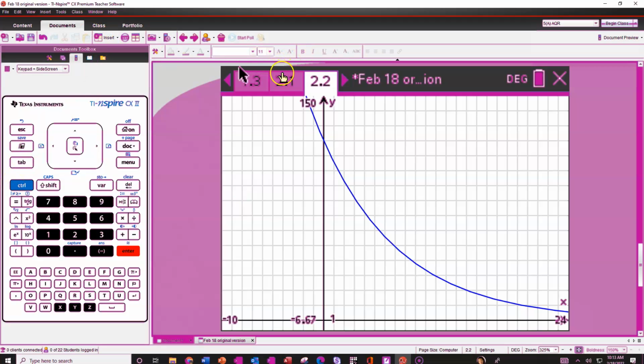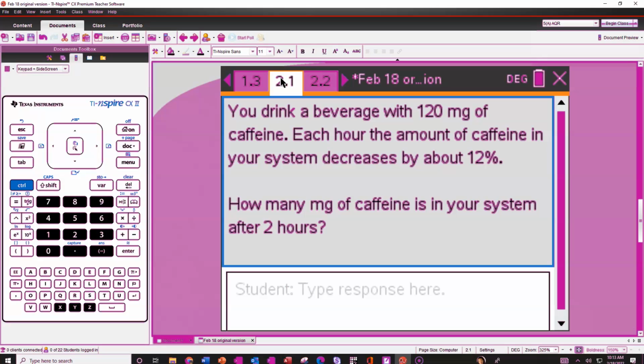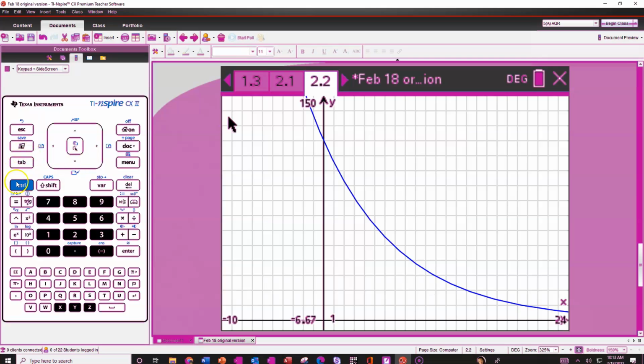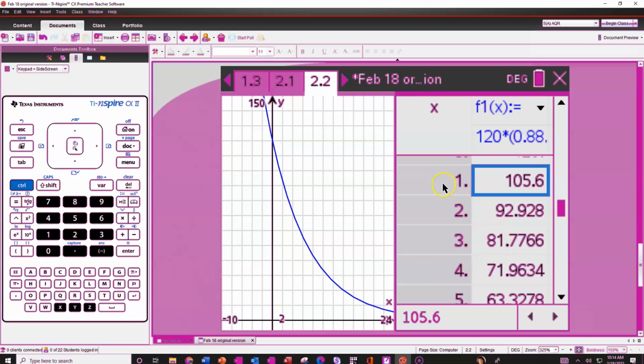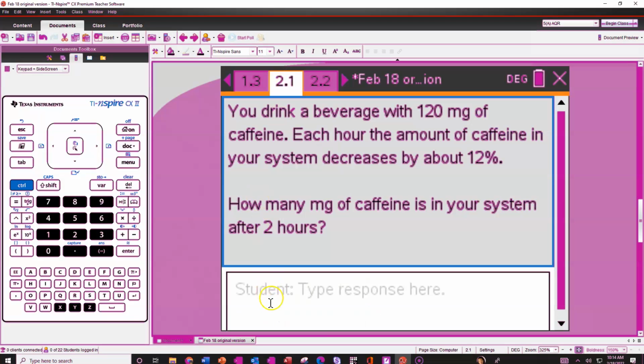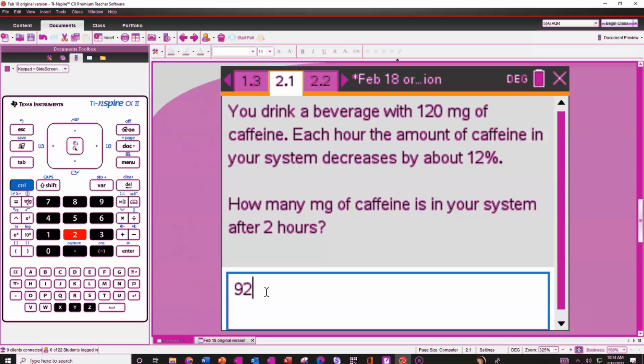The first question they ask us is, how many milligrams of caffeine is in your system after 2 hours? Let's go to control T for the table, and let's find 2 hours. X is a number of hours. There appears to be 92.9 milligrams in your system after 2 hours. So there are 92.9 milligrams.